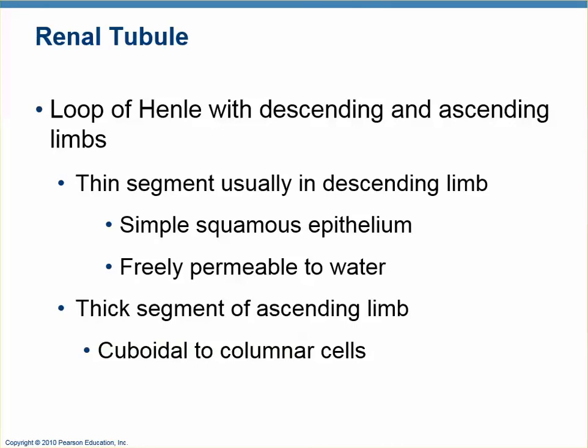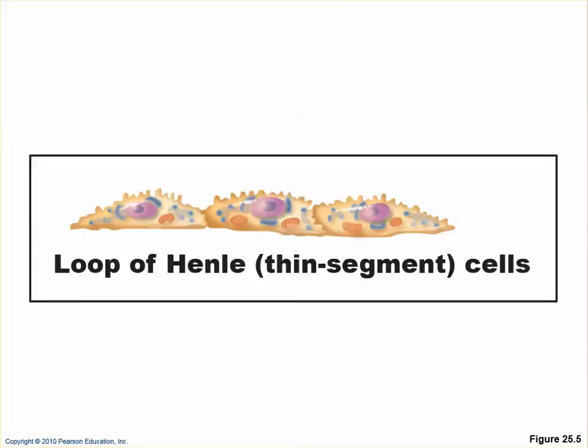The descending limb is thin. It's a simple squamous epithelium that's permeable to water. And a lot of water reabsorption happens here. The ascending limb has got a cuboidal epithelium that's not permeable to water, but has a lot of sodium-potassium pumps, and so is used to reabsorb sodium. So the thin segment looks like this, right? And the thick segment looks more like the proximal convoluted tubule.